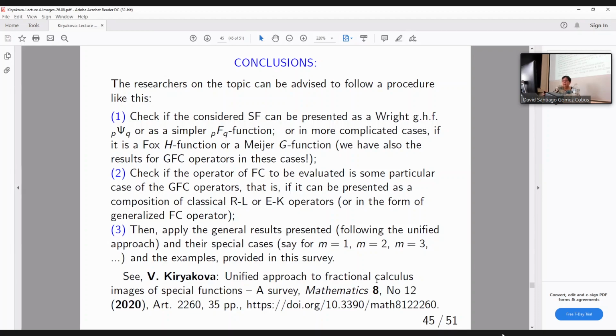The next step is to check whether the fractional calculus operator you would like to evaluate is among the special cases we mentioned, like Riemann-Liouville, Erdős-Kober, Saigo, Marichev-Saigo-Maeda, and any others that fall in the general fractional calculus cases, and then just apply the general results.